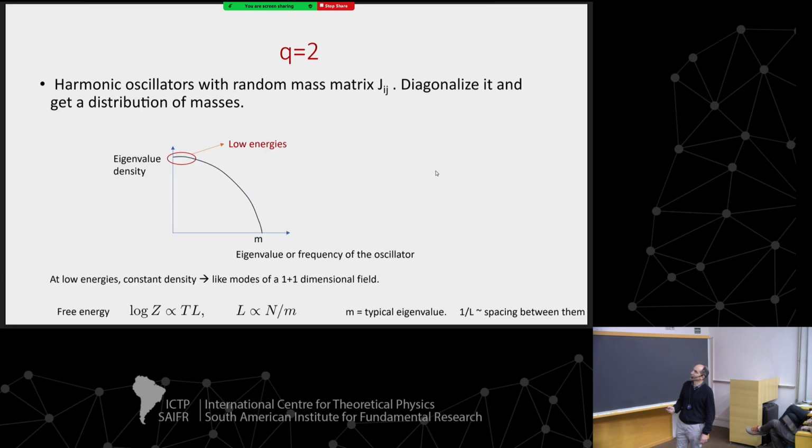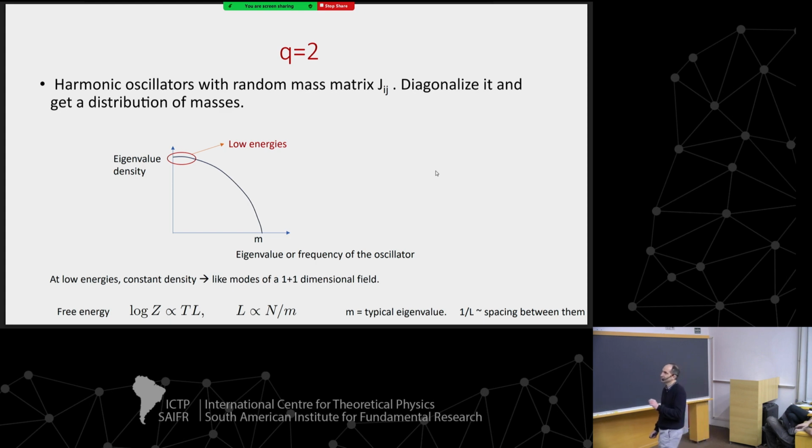So this is the model with a quadratic potential. A quadratic potential means that we simply have a bunch of harmonic oscillators. With a random mass matrix, we can just diagonalize it. And if we diagonalize it, we get a distribution of possible masses or frequencies for these oscillators. If we're interested in the problem at low frequencies, then we'll concentrate on the low mass oscillators, or low frequency oscillators. And they would have a constant distribution as a function of frequency.